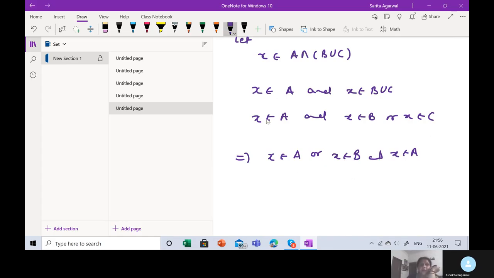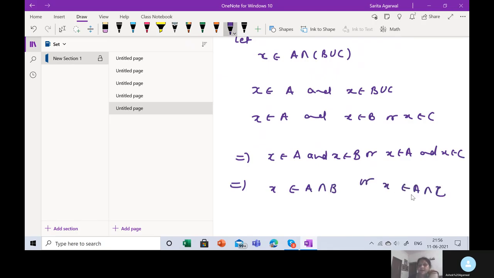So it is incorrect. Let me write it properly: X belongs to A and X belongs to B, or X belongs to A and X belongs to C. This is correct. So that means X belongs to A intersection B or X belongs to A intersection C. And that means X belongs to (A intersection B) union (A intersection C). Now, if X belongs to the union of A intersection B and A intersection C, it means X belongs to A intersection B or X belongs to A intersection C.